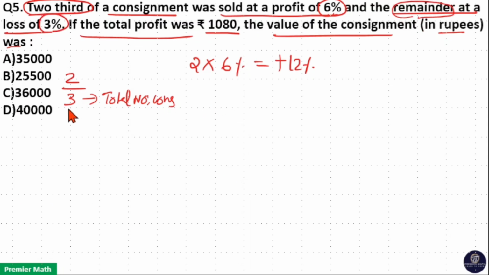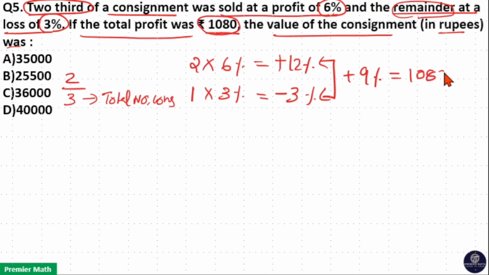That is, out of these 3 units, 2 units are already sold. Remainder is 1 unit. So 1 unit is sold at a loss of 3%. Loss means minus 3%. Now the total profit is 12 minus 3, total 9% profit. Here total profit in the question is given as 1080. So 9% is equal to 1080.